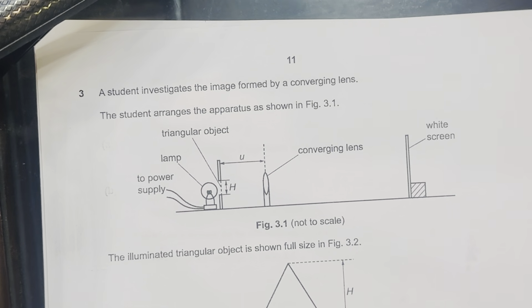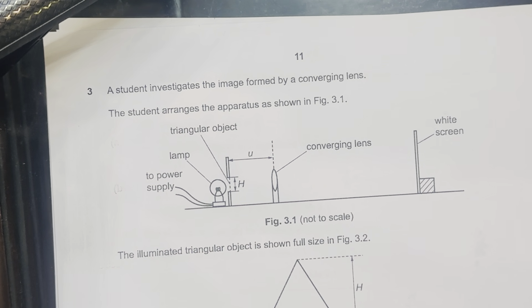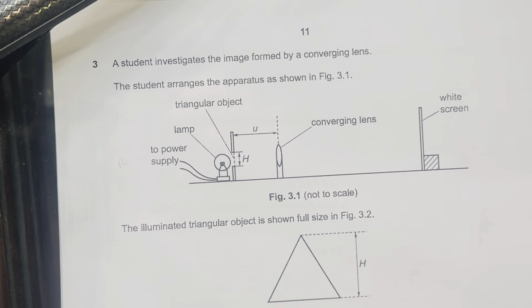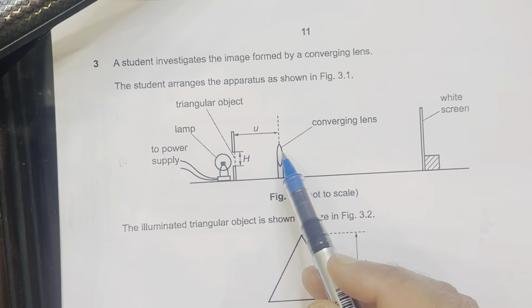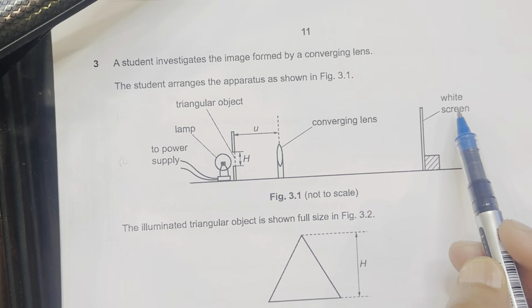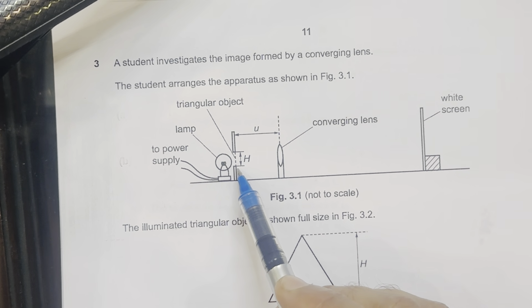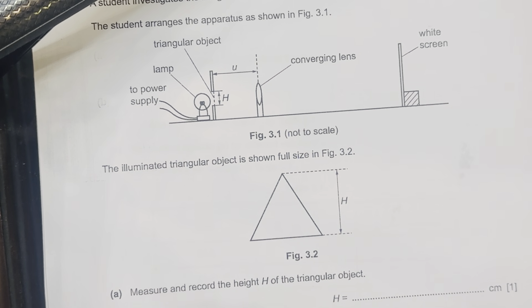Question number 3 is from the lenses topic of light. A student investigates the images formed by a converging lens. The student arranges the apparatus: triangular object, lamp connected to power supply, the converging lens, and a white screen, and uses the distance from the triangular object to the lens. The illuminated triangular object is shown full size in figure 3.2.